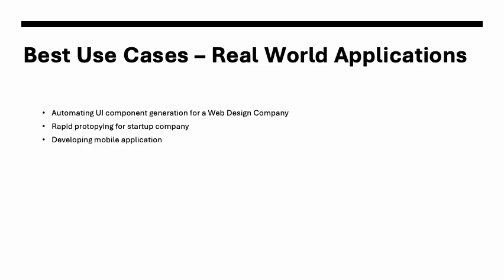Moving on to the real-world use cases, Tempo shines in practical scenarios like automating UI component generation for web design agencies. It also supports rapid prototyping for startups and helps in mobile app development, saving hours of manual effort with intelligent suggestions.